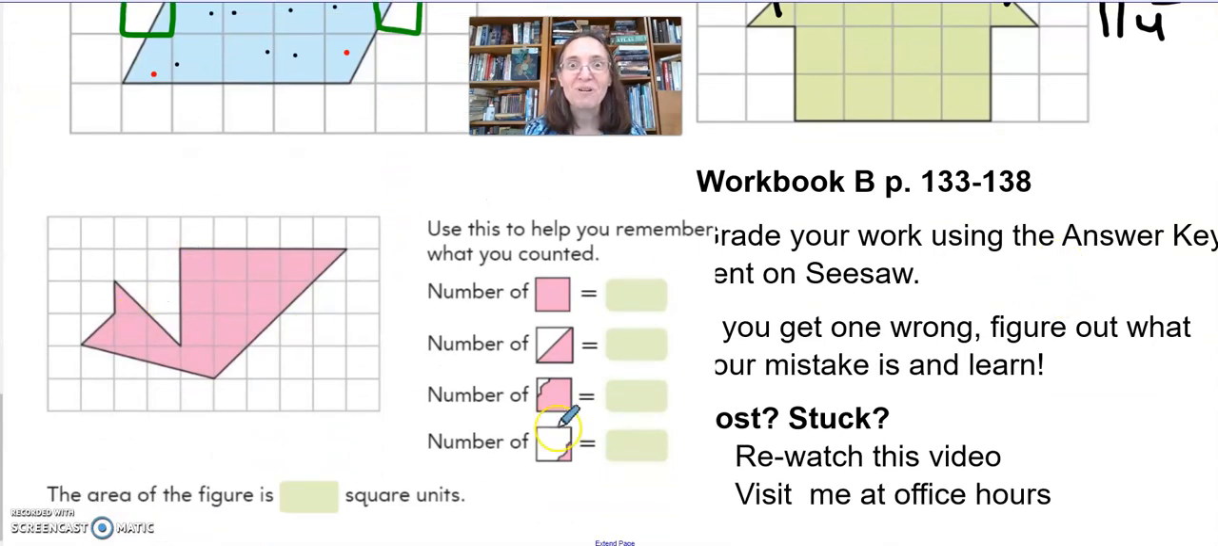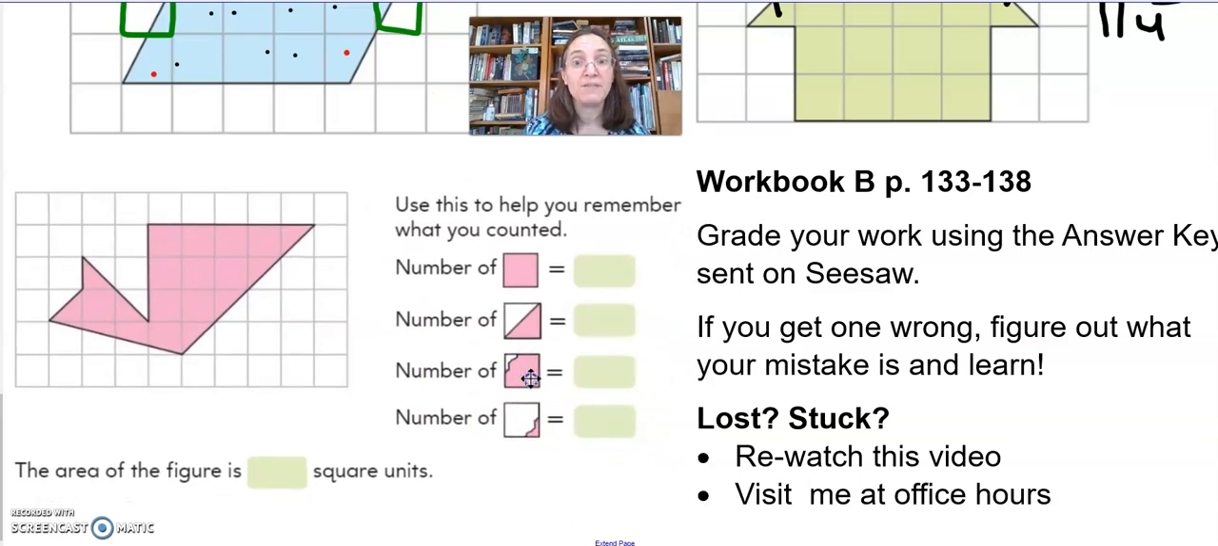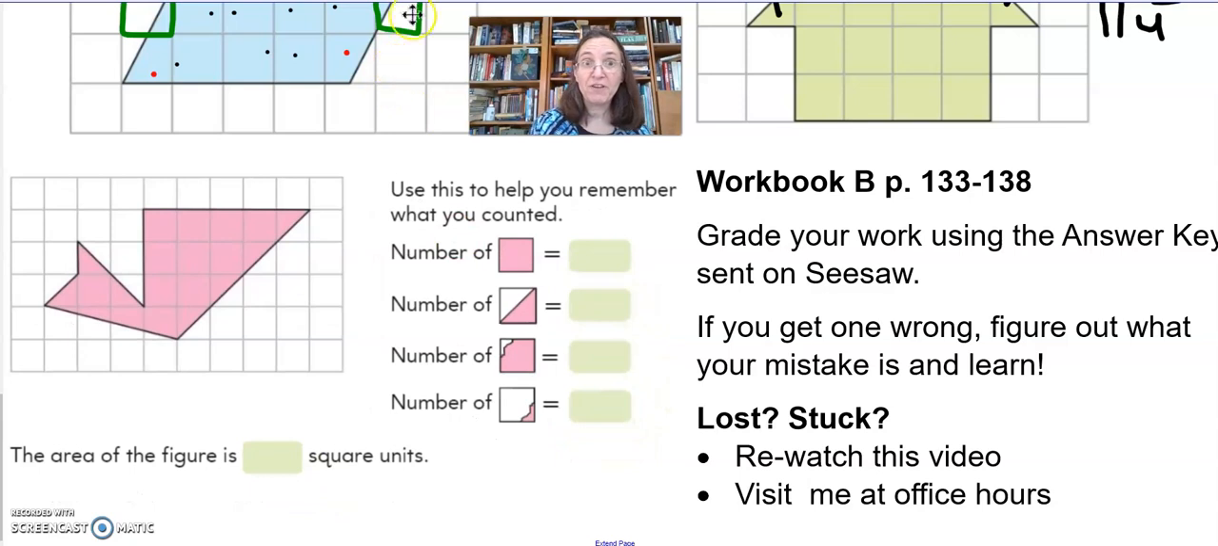Ooh, this is another one where we get to estimate. I think I have time to do it. Yay! So we're going to use this same scale to help us figure out what's full. So what's the number of full ones here? 1, 2, 3, 4, 5, 6, 7, 8, 9, 10. I've got 10 of those. Number of halves. I'm going to change color for that. 1, 2, 3, 4, 5, 6, 7 halves.